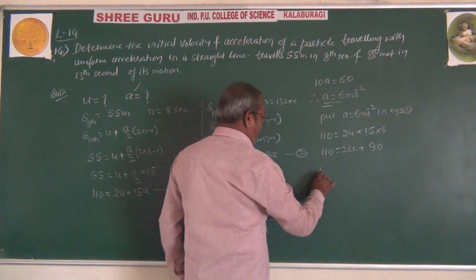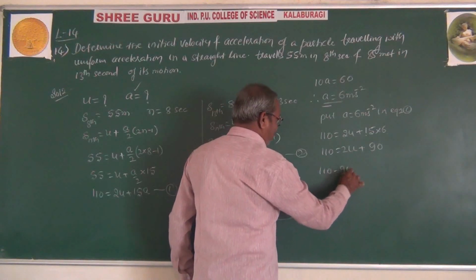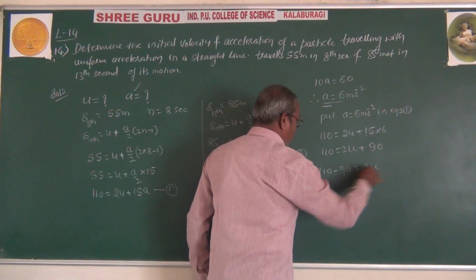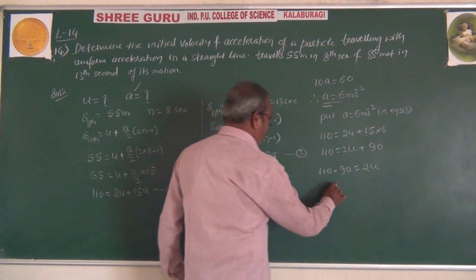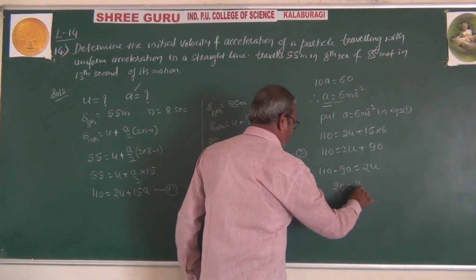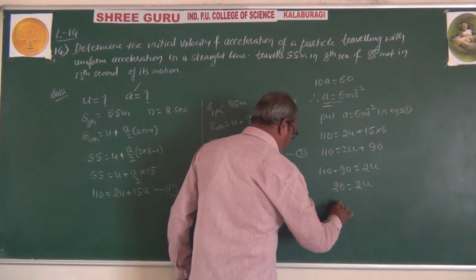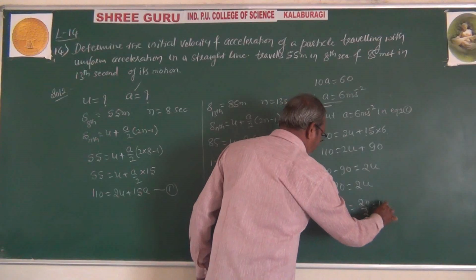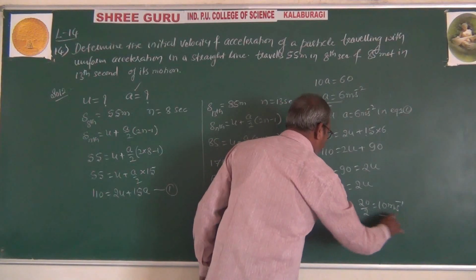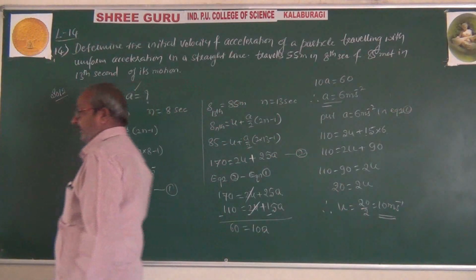Take 90 this side. 110 minus 90 equal to 2u. Then 110 minus 90, this is 20 equal to 2u. Therefore, u equal to 20 by 2 equal to 10 meters per second. This is the initial velocity.